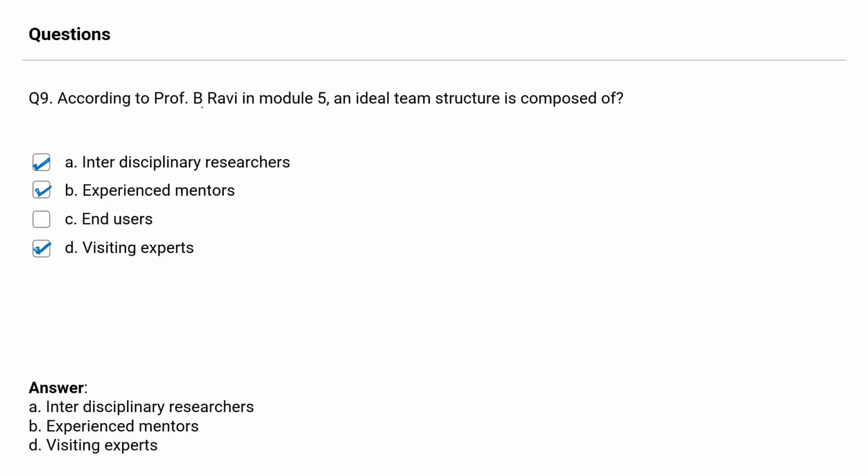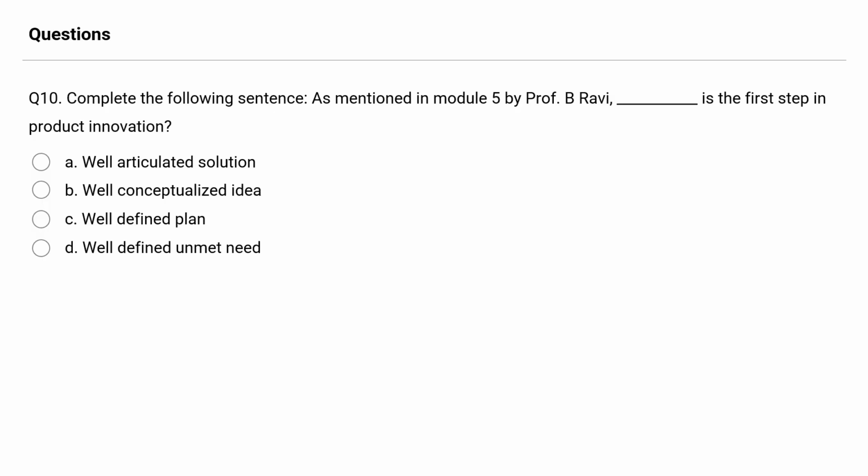Okay. So according to Professor B. Ravi in Module 5, an ideal team structure should be composed of interdisciplinary researchers, experienced mentors, and visiting experts, as you have rightly pointed out. Well done. Well done. Now let's move on to our final question. And the final question is a fill in the blanks.